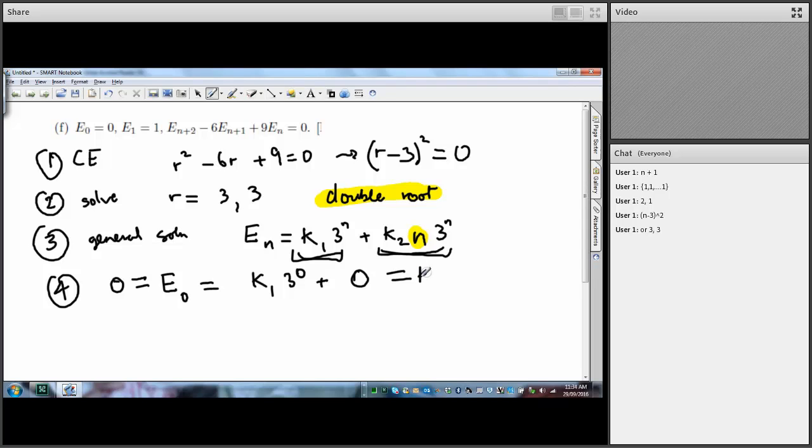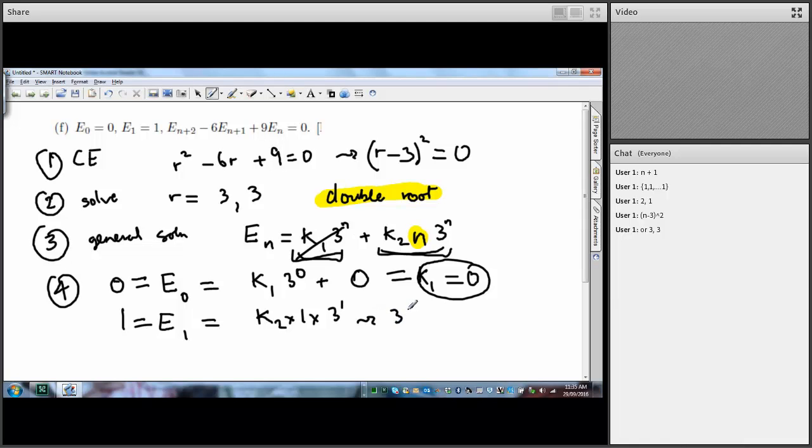And so for double roots, this is the key thing. For a double root, we're going to have this n term cropping up. That's the main difference between these 2 examples we've seen so far. So for this first example, the roots were distinct. So distinct roots there. And so we had the 2 terms by themselves. This one here we've got a double root, and so we have to put an n term in front of the other one. That's the main thing to learn.